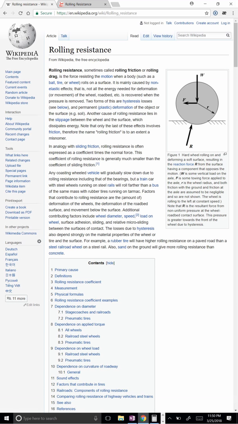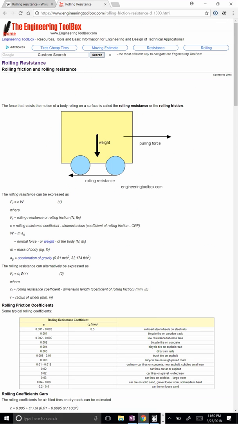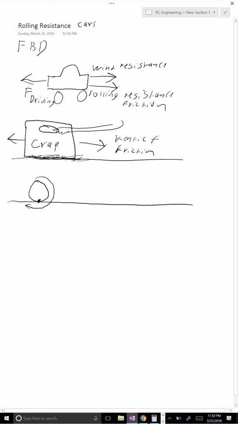So let's go ahead and look at the engineering toolbox. Here again, I think this is a better document, but the other one talks a little bit about where rolling resistance comes from. Rolling resistance or rolling friction. Again, we see the free body diagram. We have weight. Rolling resistance is going backwards. Force is going forwards. So this is our free body diagram. Let's go ahead and do that free body diagram.